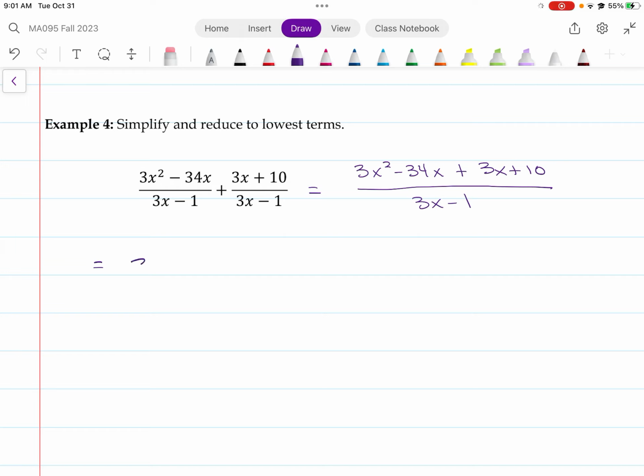All right, so let's continue on with that. And we get 3x squared. Now we're going to combine this one and this one. And what do you get? Hopefully you got negative 31x. Negative 31x plus 10 over 3x minus 1. All right, so the top looks like it might factor. So maybe pause the video, see if you can figure out how to factor it. It does factor. And we get 3x minus 1 and x minus 10.